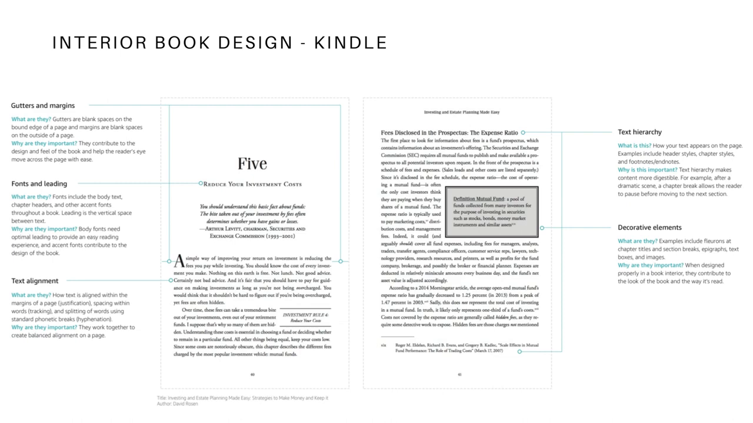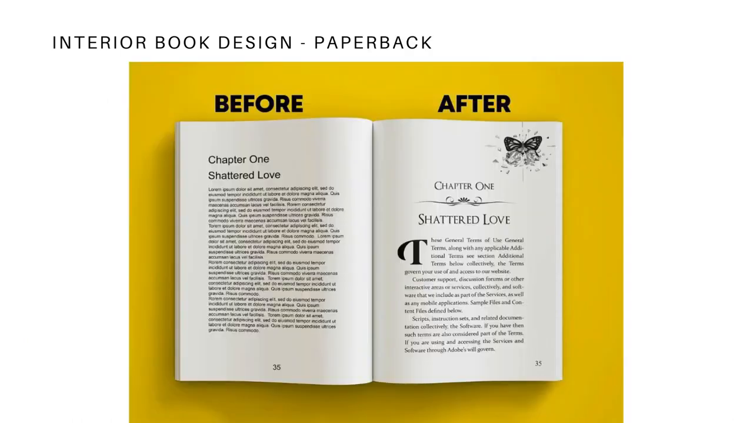The next layout we're going to talk about is the interior book design for a paperback. Here you can see an example. On the left hand side is the before, and on the right hand side is the after. Just as much as design and thought goes into the Kindle version, the same can be done for the paperback. The book template that I've given you is a very simple book template without any fancy formatting design, but it is the right layout and it has everything that you need.